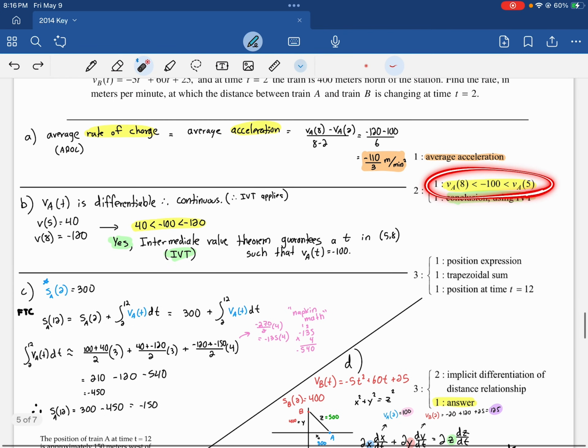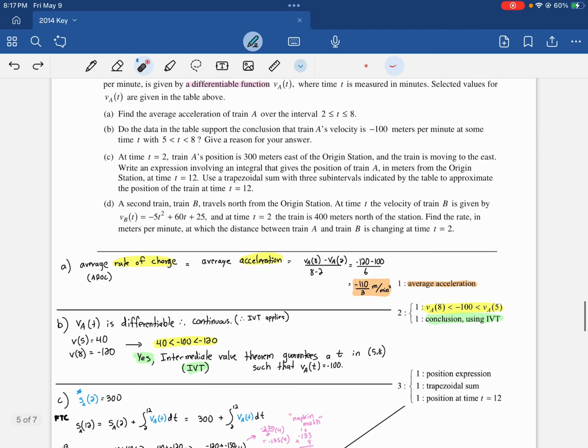By stating that -100 is between 40 and -120 is a point. Stating that you know the intermediate value theorem guarantees this is another. They are also fine with you using the acronym IVT, so keep that in mind.